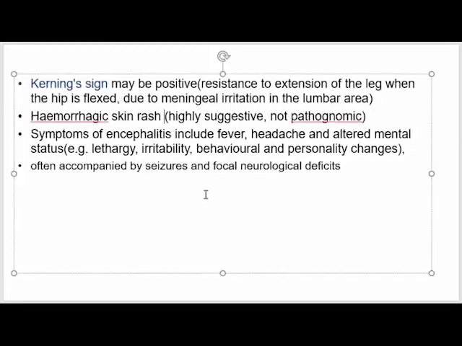Yeah, so fever, headache, altered mental status are usually due to encephalitis. Okay. Sometimes meningitis may be accompanied with seizures because of focal neurological deficit. Okay.